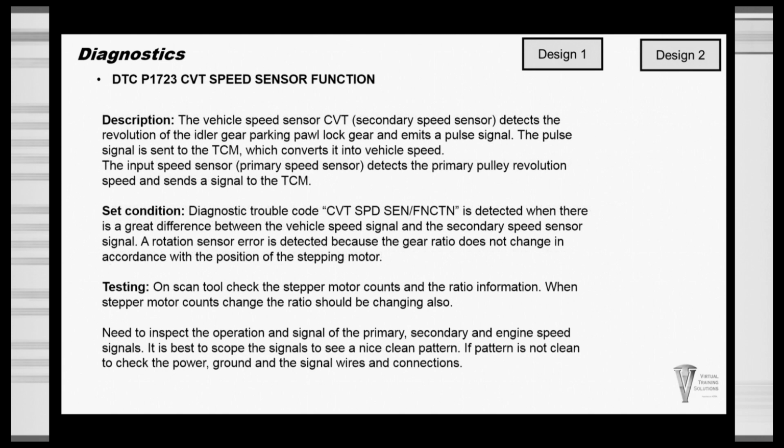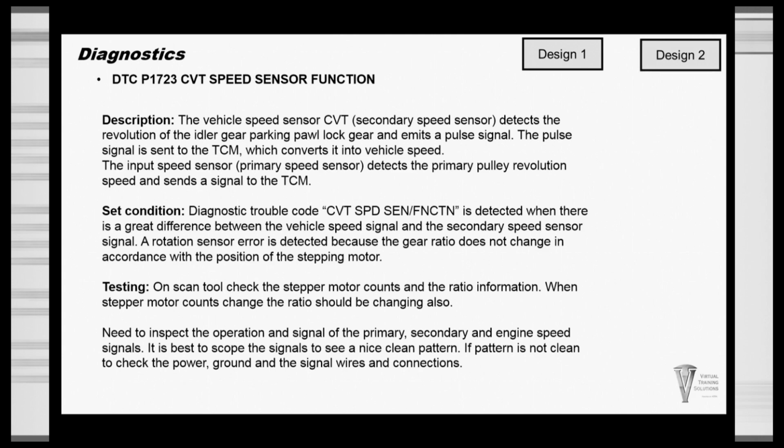P1723 CVT speed sensor function. This is talking about your secondary speed sensor, which is reading off the park gear, and the pulse signal is sent to the TCM, which converts it to vehicle speed. So the set condition, what is this code setting for? It says diagnostic trouble code CVT speed sensor function is detected when there is a great difference between vehicle speed and the secondary speed sensor rotation sensor.